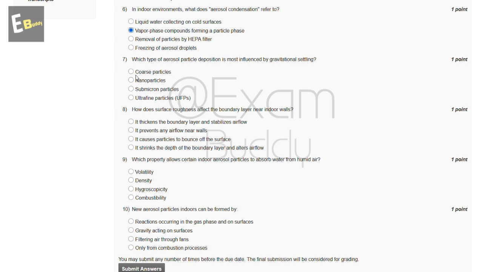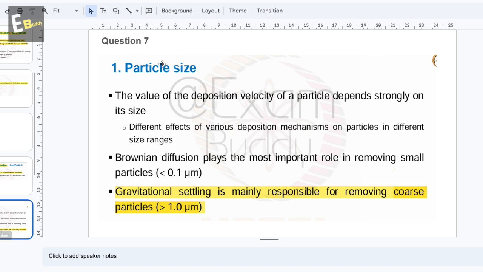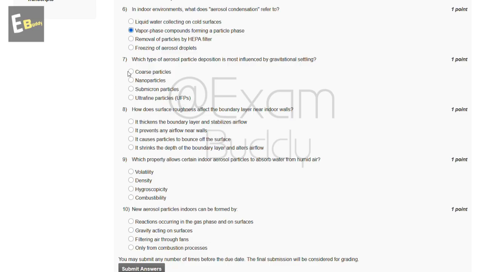Now the seventh question is: which type of aerosol particle deposition is most influenced by gravitational settling? These are the options: coarse particles, nanoparticles, submicron particles, ultrafine particles. Let's check the answer. Particle size matters: gravitational settling is mainly responsible for removing coarse particles. So the answer to our seventh question is A: coarse particles.